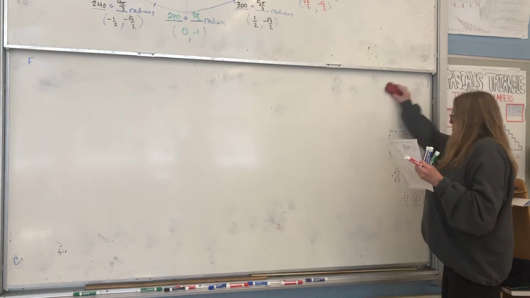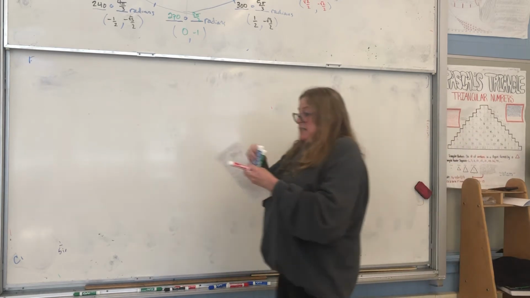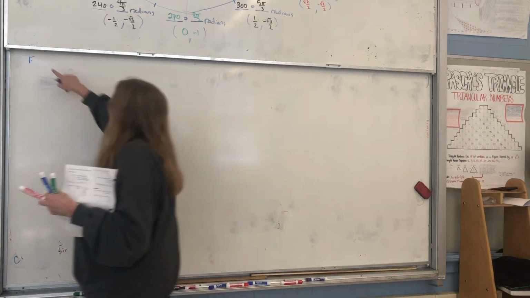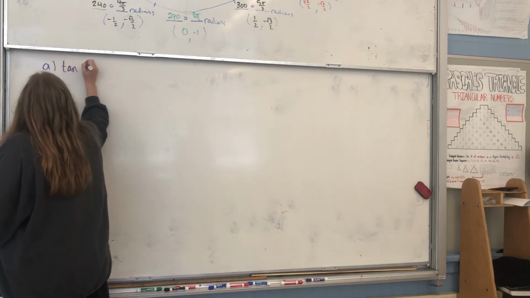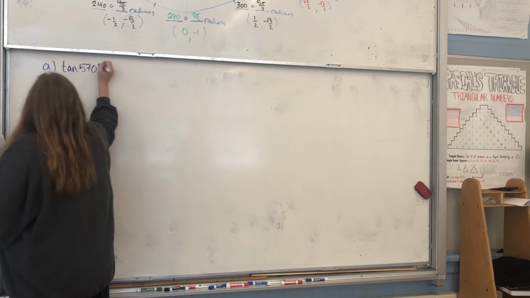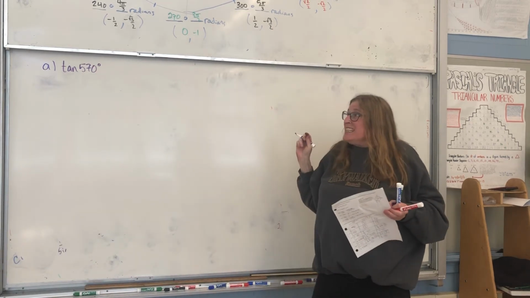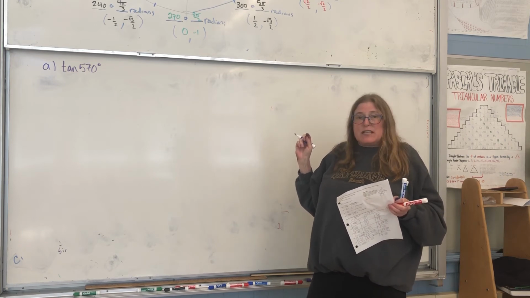Okay, so the first thing they want us to do is find, now this time they're not asking us to do all 6 trig functions, just one. So they want us to find the tangent of 570 degrees. But wait, 570 degrees is not on the unit circle. This unit circle only goes from 0 to 360.